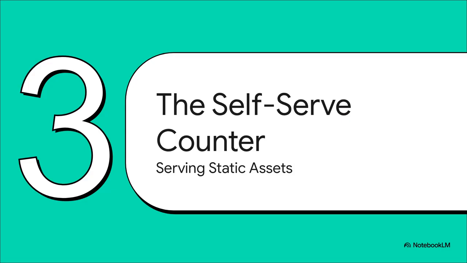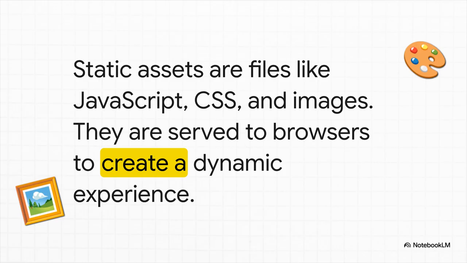All right, but think about a real restaurant. Not everything is a custom order made by a chef, right? Some things are just out there for everyone to grab. That's our self-serve counter. Exactly. Things like the napkins, the menu design, the salt and pepper shakers. They're the same for every single customer. In the web world, these are things like your website style sheet, your images, your JavaScript files. They're the pre-made items that everyone needs to have the full experience. We call them static assets.